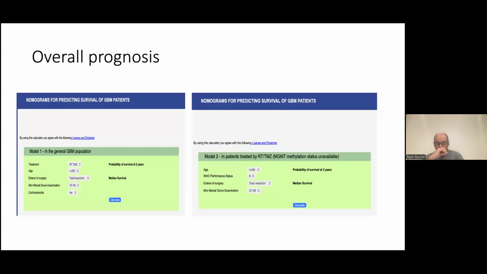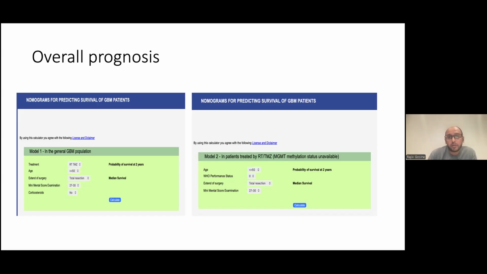So these are examples of two of them here. The one on the left is the nomogram for predicting survival in the newly diagnosed GBM patient. And basically, you put in the treatment, the age, the extent of surgery, the mini-mental status examination, and whether the patient is on steroids, and they can calculate the probability of survival at 2 years.